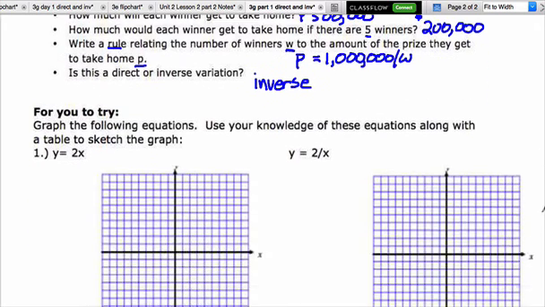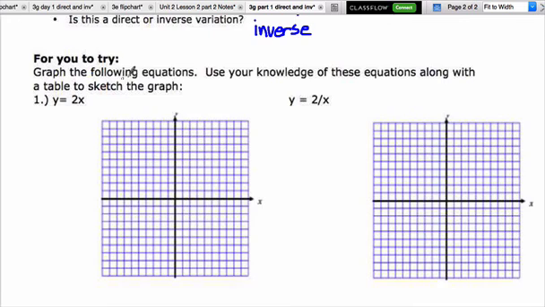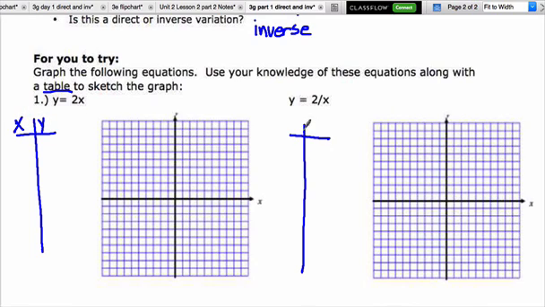Okay, so I left a couple problems for you to try. This is just graphing, so graph the following equations. Use your knowledge of these equations along with a table to sketch the graph, right? So you have to think about, what should this look like when I plot this out? Just keep in mind, we just did a few like this on the last couple pages here. So just look back through your notes and see what they should look like. And if you're not ending up with that, kind of mess with it and come up with different points until you feel like you've got the right look. Come up with some X's, plug them in, find out what the Y's are, and plot it.